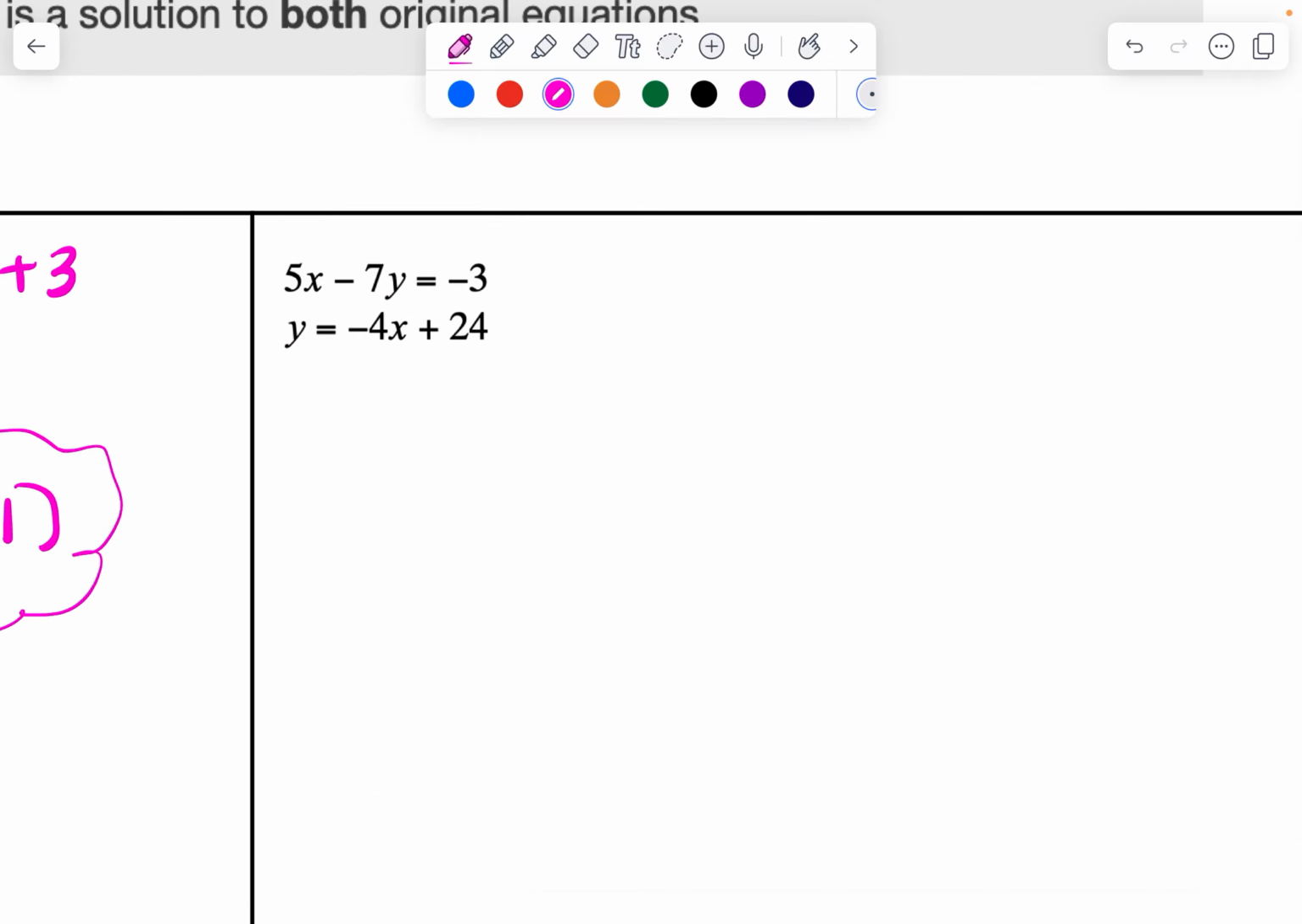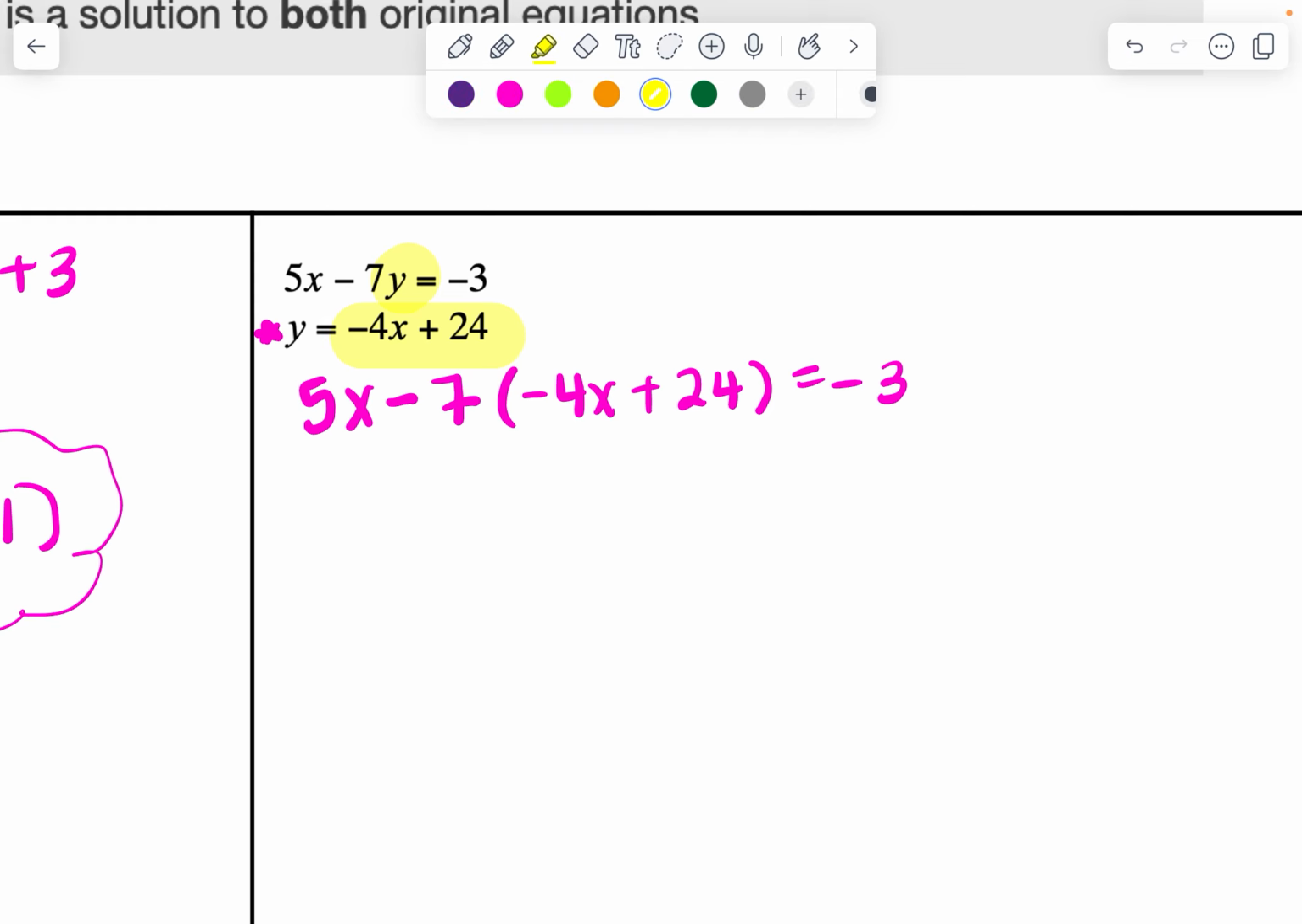Our second equation here, step 1 again is done for us. Y is already by itself in its second equation. So I'm going to take this negative 4x plus 24 and plug it in for y. So 5x minus, instead of 7y, I know that y is negative 4x plus 24 equals negative 3. So again, I took negative 4x plus 24 and plugged it in for y.